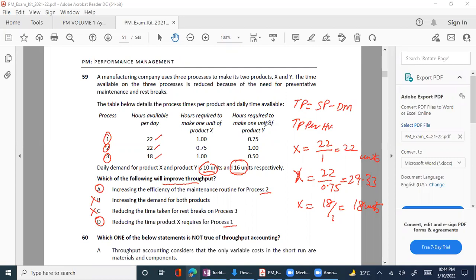And if we take product Y, then process 1 will be 22 over 0.75. Then process 2 will be 22 over 1. And process 3 will be 18 over 0.5. Can you please share the answer? 29.33, 22. And this will be 36. Now, if we took Y, we will get that process 2 is a binding constraint.